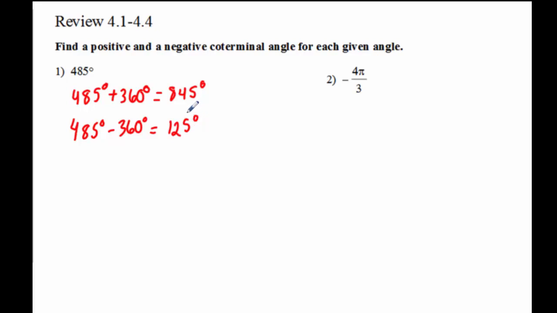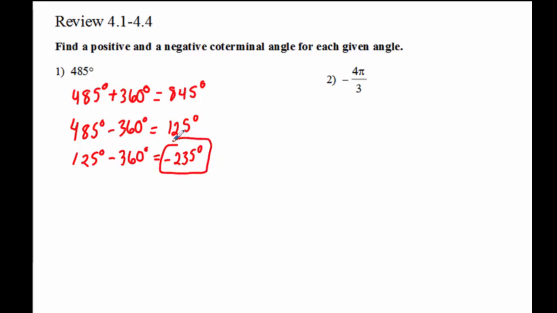Now we have a problem because we want a positive and a negative coterminal angle, and I got 2 positives. So then I have to say, well, what do I do to get a negative angle? I need to use my smallest angle, 125, and subtract again. So 125 minus 360 equals negative 235. And so either of those 2 positive answers are fine, but we had to have this negative 235.